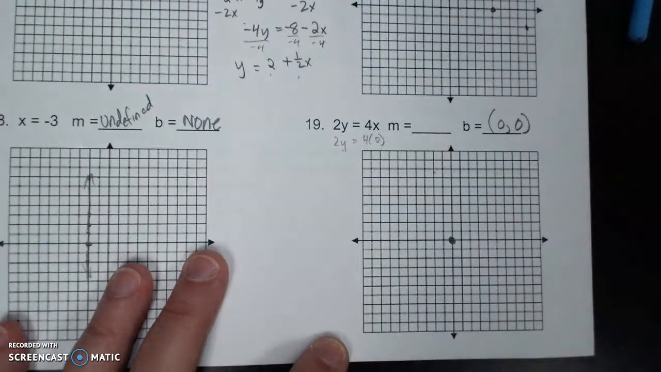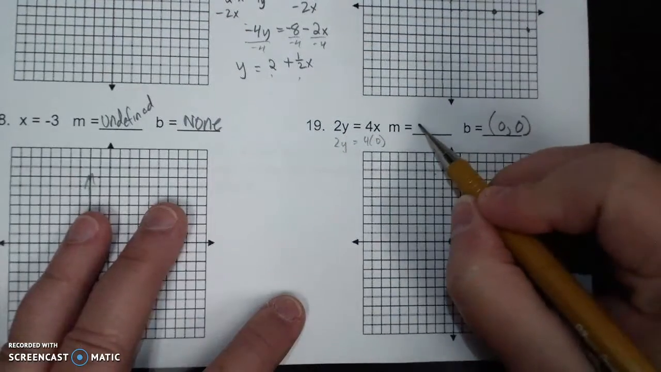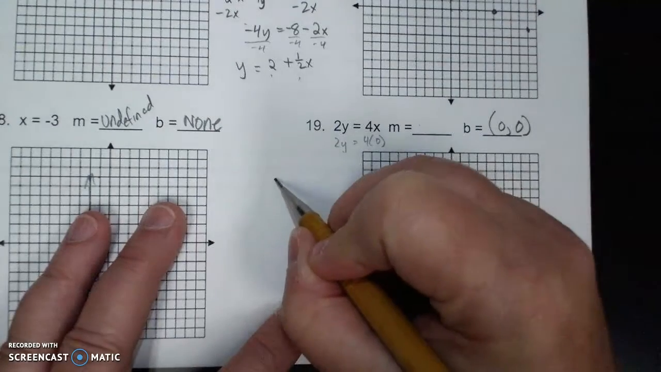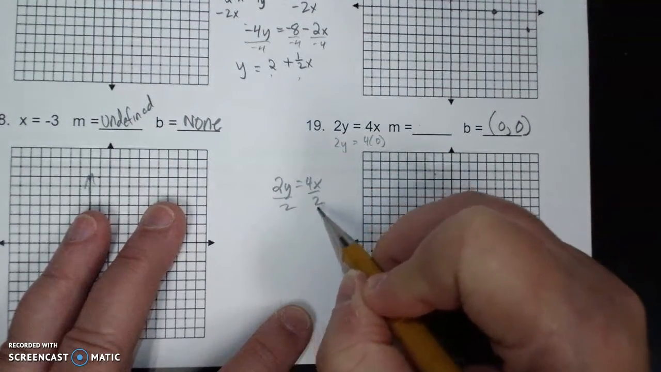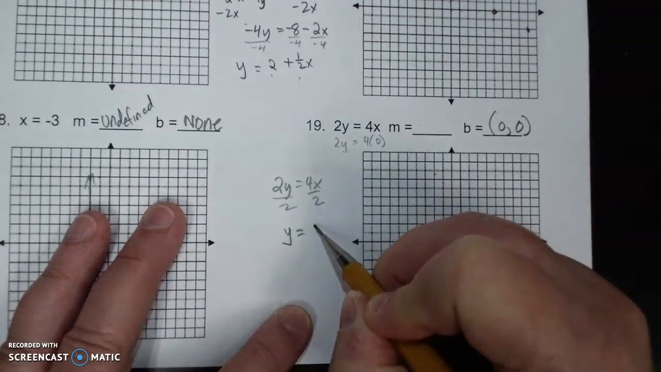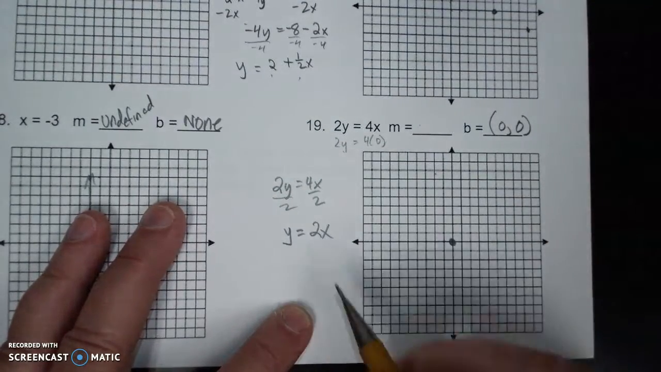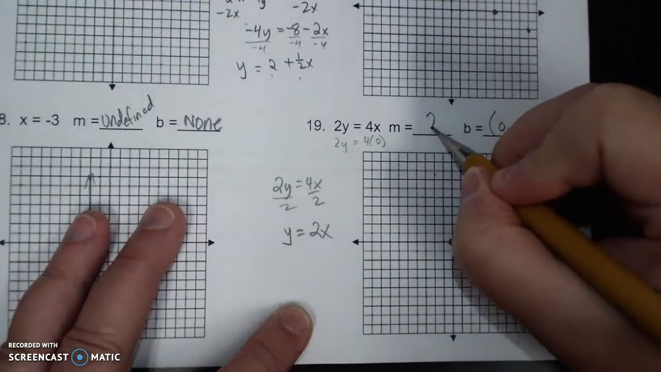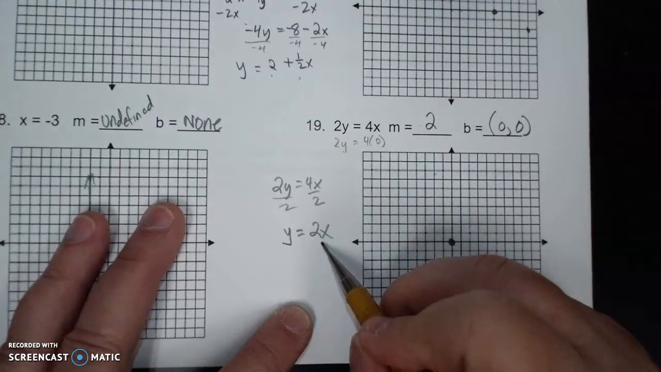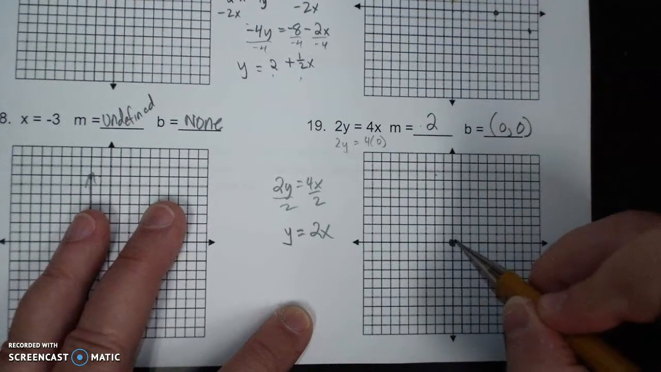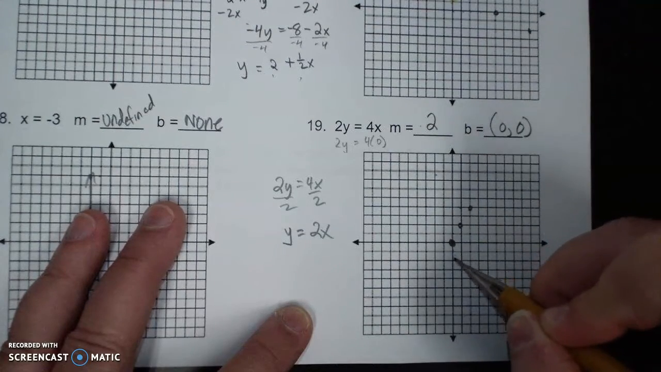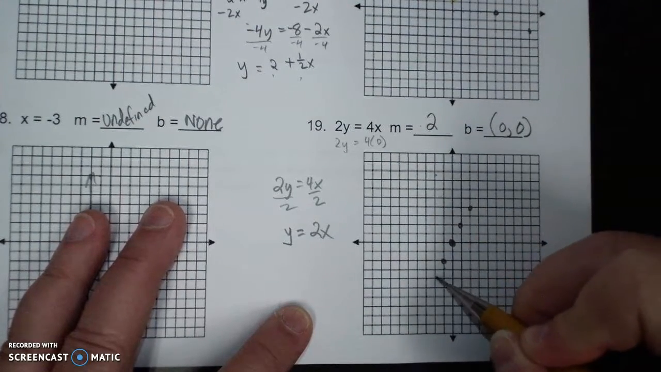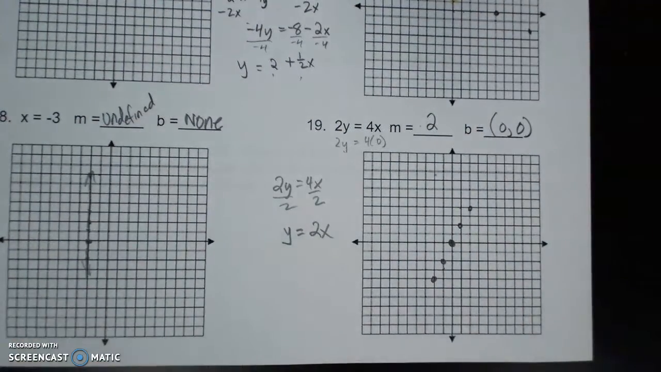So I'm going to divide both sides. I'm going to get it into slope-intercept form. So 2y equals 4x. Divide both sides by 2. Y equals 2x. My slope is 2, because this is now in slope-intercept form. So I go up 2, right 1, up 2, right 1, down 2, left 1, down 2, left 1. That is page 3 of the review for Unit 5.